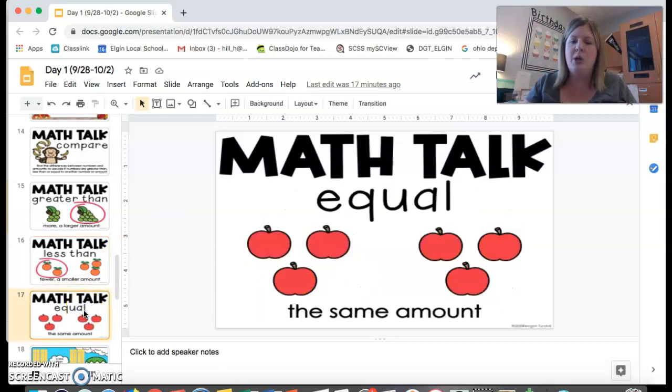And then equal to would be the same amount, okay? So on this side I have 3 apples, and then on this side I have 3 apples. So that's 3 and 3. 3 equals 3, right? There's not more, there's not less, it's the same amount. So they are equal to.